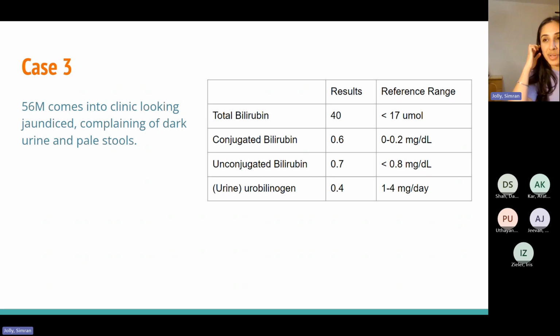And then last case, following a similar pattern, you've got a raised conjugated bilirubin and a normal unconjugated with dark urine and pale stools. It's all pathognomonic of a post-hepatic jaundice.